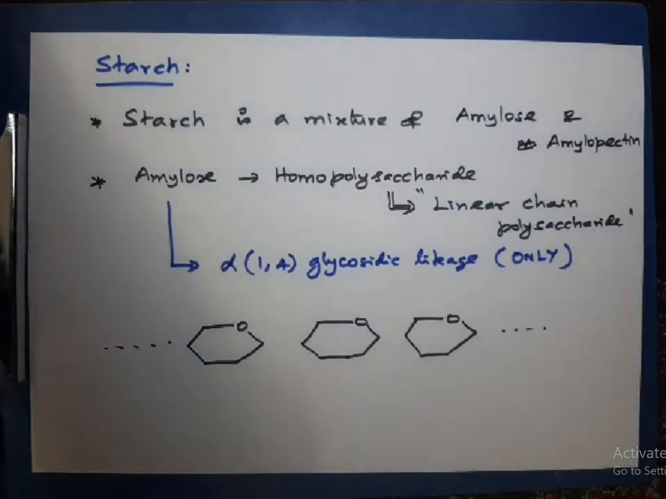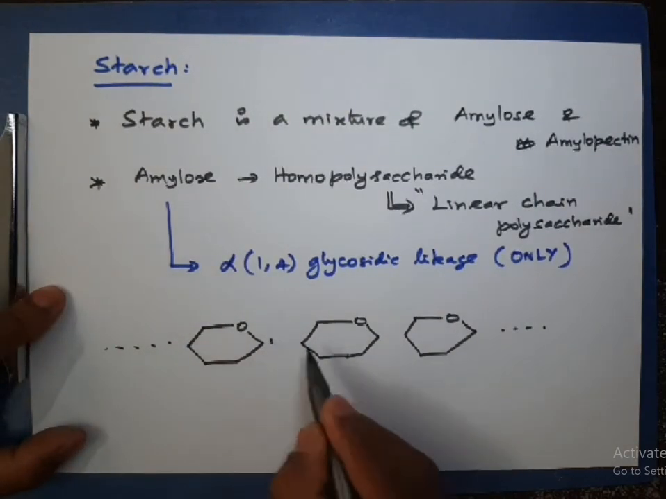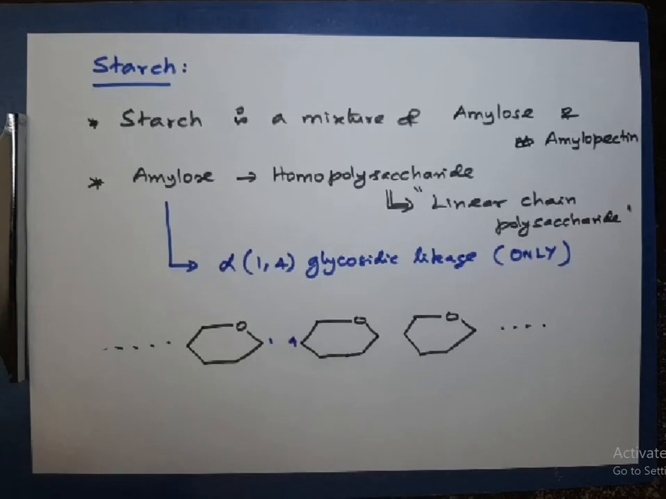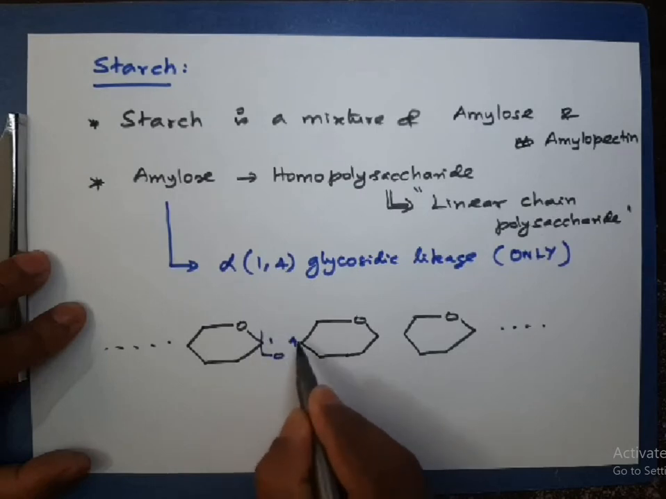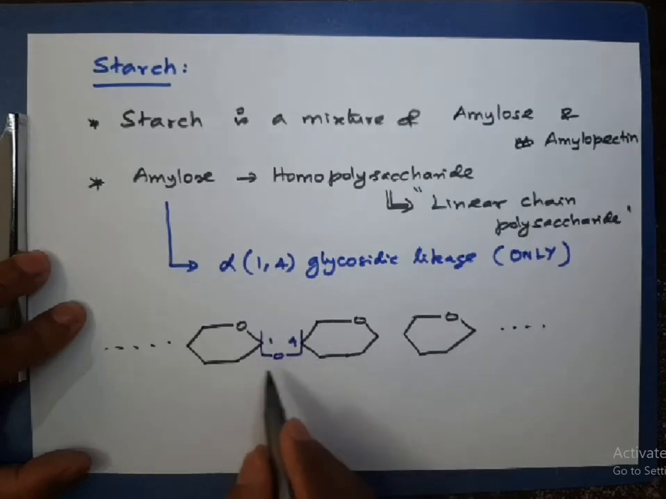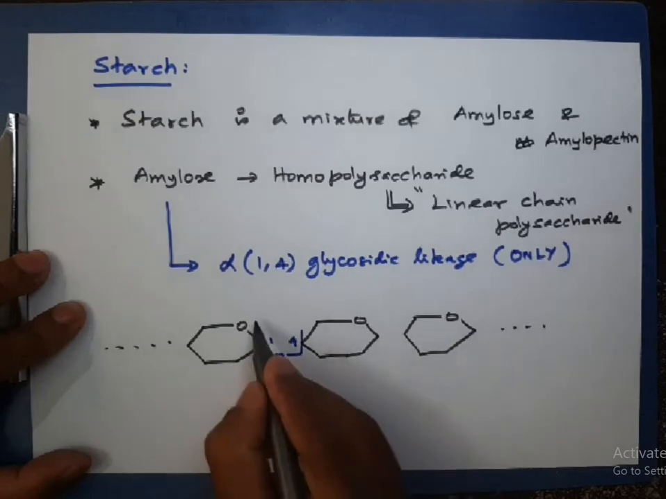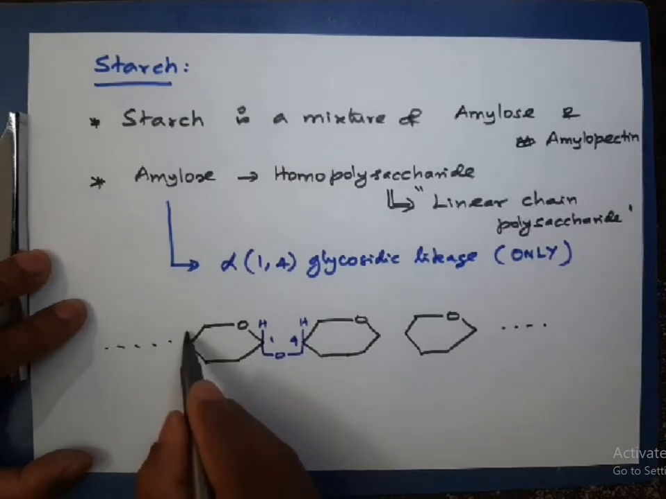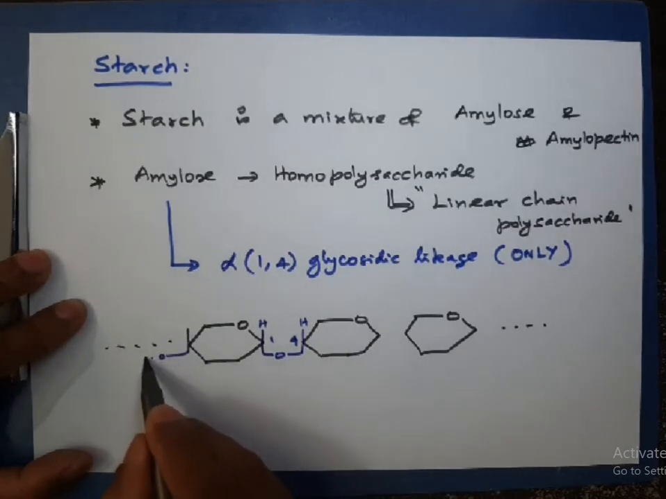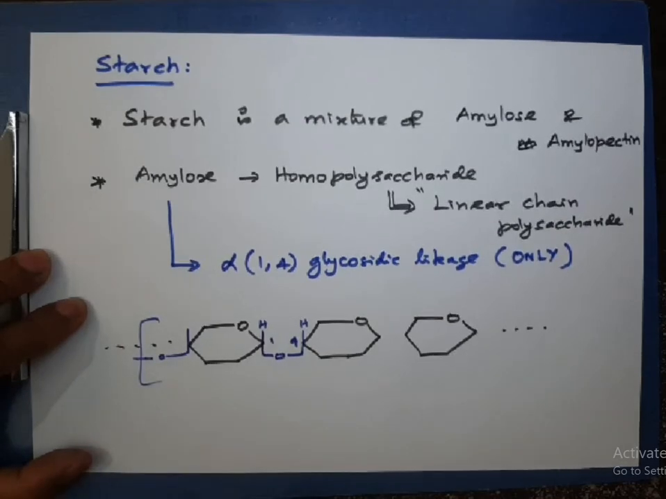Now they are connected. See, this is carbon 1 and this is carbon number 4. Carbon 1 and carbon 4 are connected through glycosidic linkage. Alpha means the bond should be like this. I have told you already. If you draw the ether linkage like this, it is alpha, and put hydrogen here and hydrogen here. Similarly, here also this group will go. Many units will come.